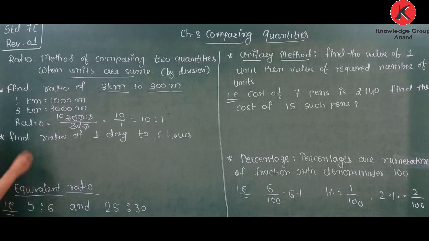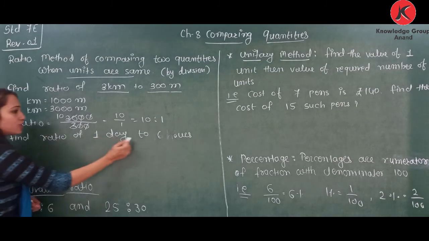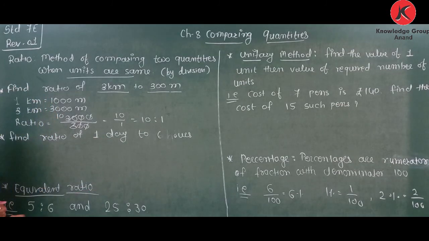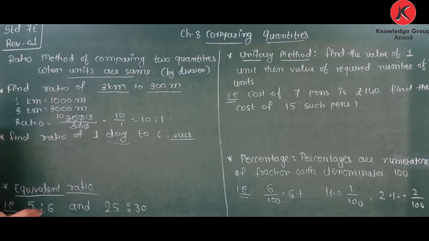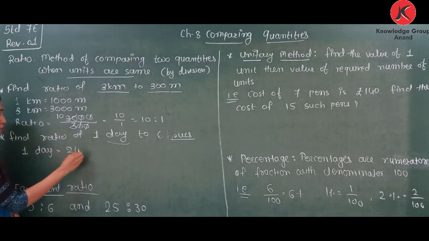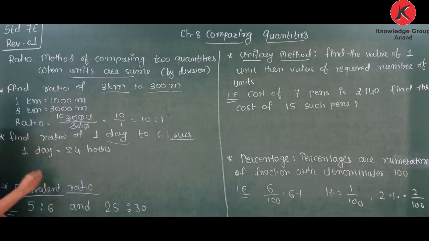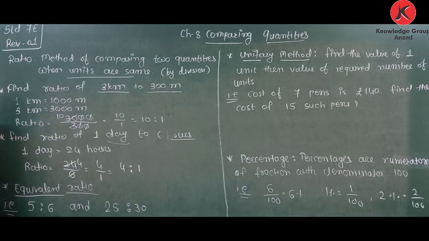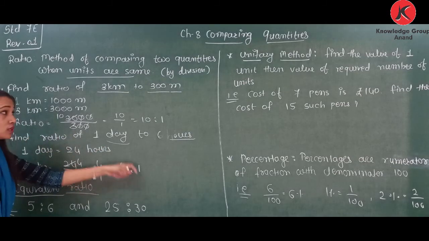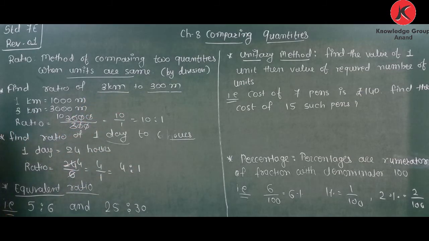Okay, now next one. Find the ratio of 1 day to 6 hours. Here one unit is in days and the other unit is in hours. Which unit will you convert? Day to hour. So 1 day is equal to 24 hours. So we can write the ratio is equal to 24 by 6, which is 4 by 1, so it is 4 is to 1. So the ratio for 1 day to 6 hours is 4 is to 1. The ratio for 3 kilometer to 3000 is 10 is to 1.